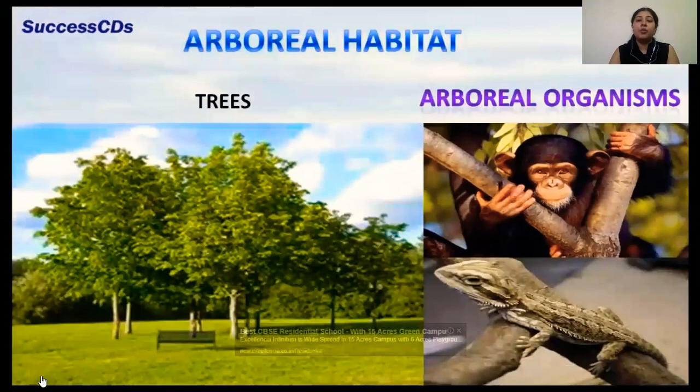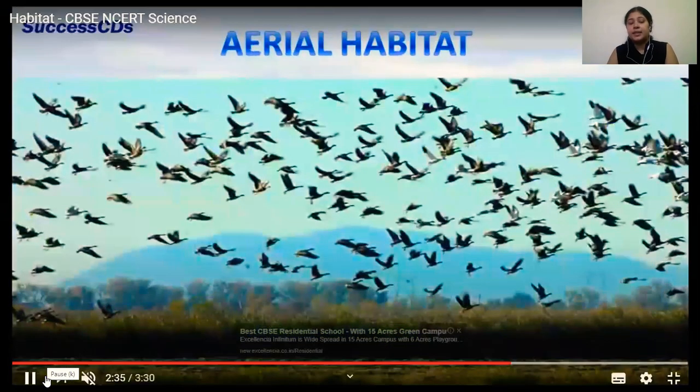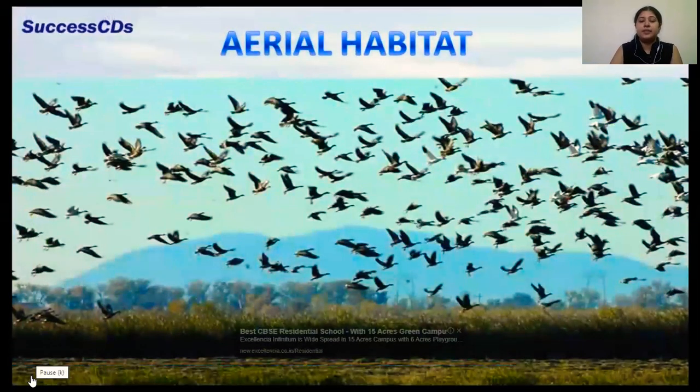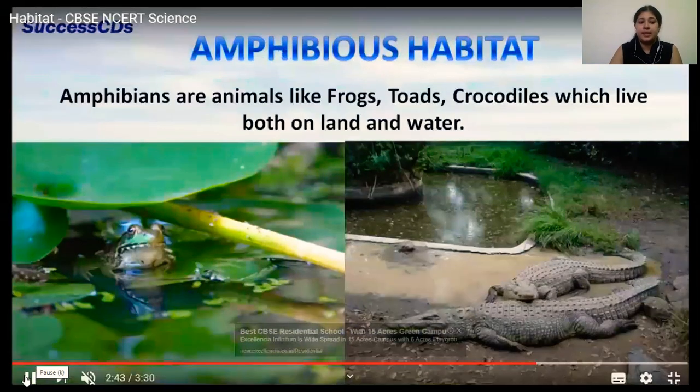Then we have the arboreal habitat, or the habitat of trees. The animals which live on trees like monkeys and lizards are known as the arboreal organisms. Then we have the aerial habitat, or the habitat of organisms which fly in the sky. Of course, birds. The birds live and fly in the sky. That's where they exist most of the time. So they are the aerial organisms, and the habitat is known as the aerial habitat.